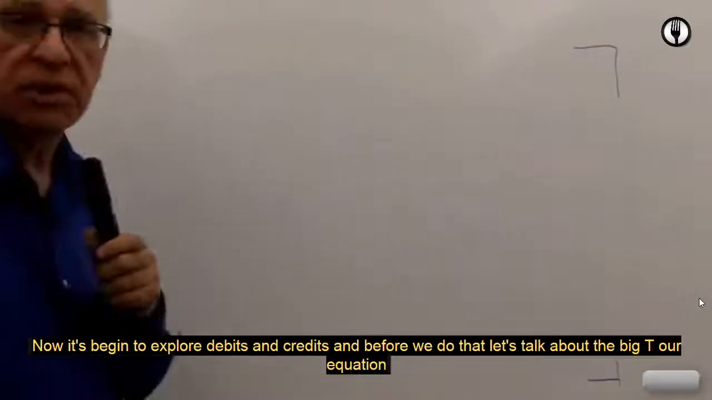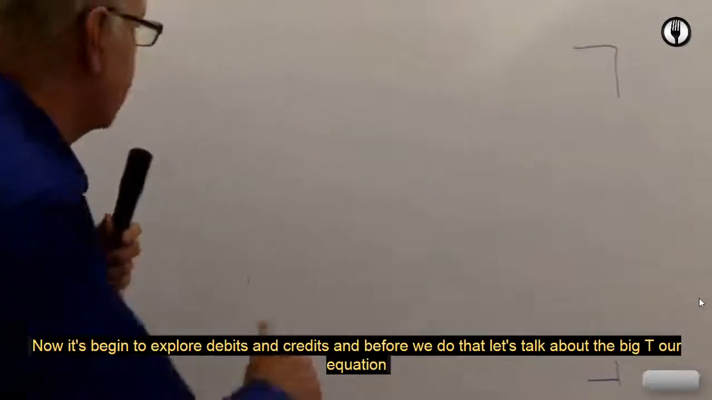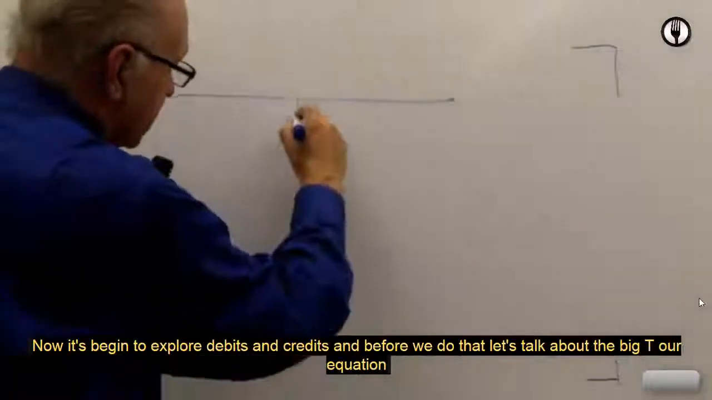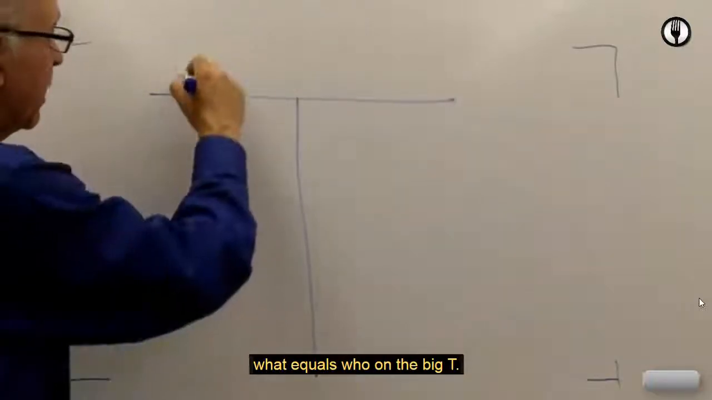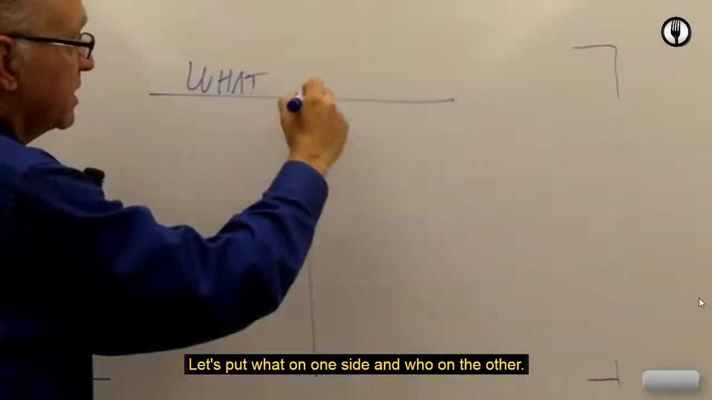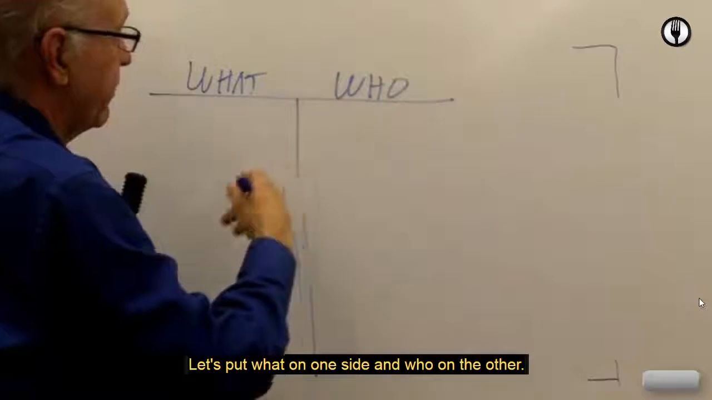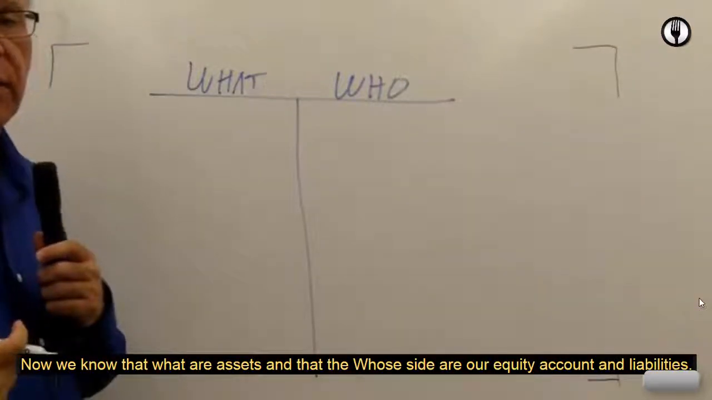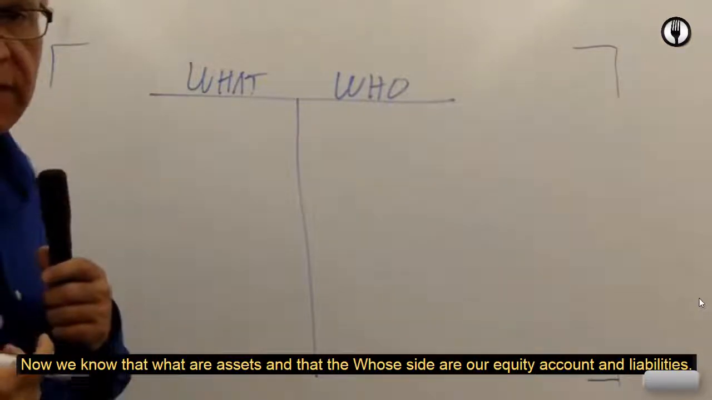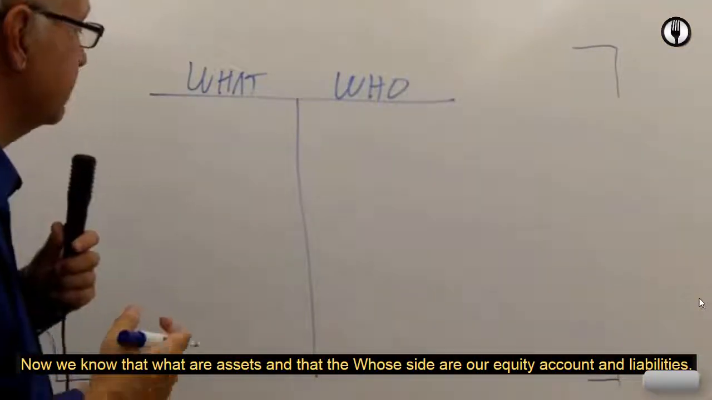Now let's begin to explore debits and credits. And before we do that, let's talk about the big T. Our equation, what equals who. On the big T, let's put what on one side and who on the other. Now we know that what are assets and that the who side are our equity account and liabilities.